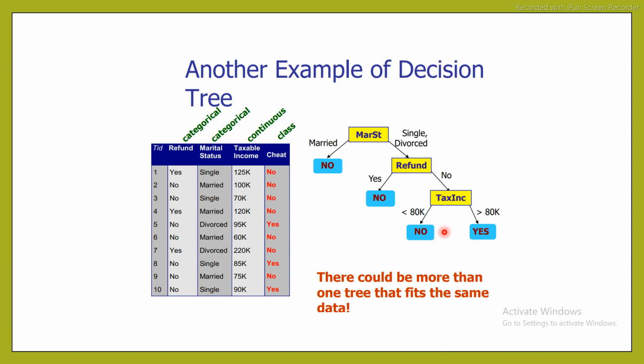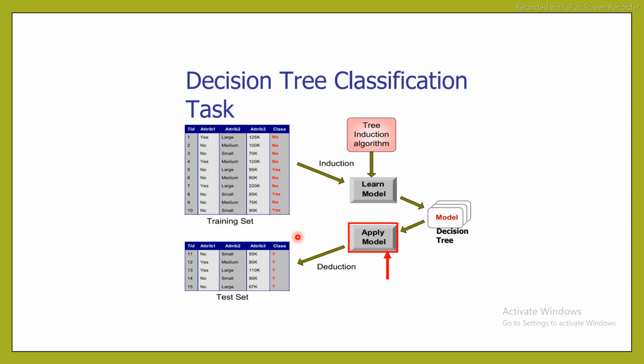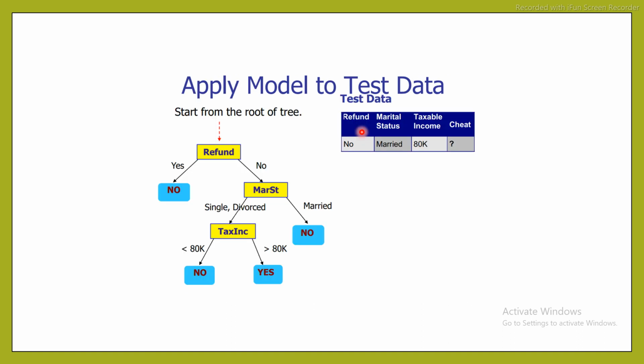So there could be more than one tree that fits the same data. The first one I showed you was one tree, and this is a second tree. Whether this is fitting our entire model or not, that is the question, and that can be determined through information gain, or one of the techniques, entropy. Now we have applied this decision tree, and now we will use the tree induction algorithms. Okay, just see. Let's say we are just starting with refund.